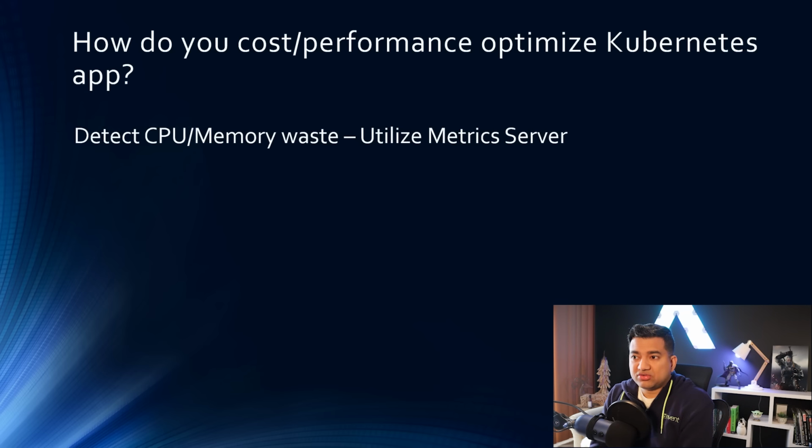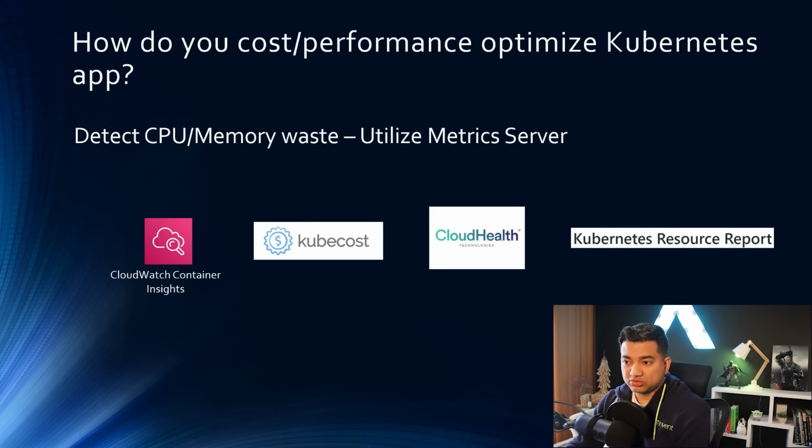Now, if you want to do this manually using all this data, it will be super difficult, right? So you should utilize some tools which gather this metric server data and then give you actionable cost and performance insights. Some of these tools are CloudWatch Container Insights. CloudWatch Container Insights works with EKS, gets the data, and shows you the top 10 memory intensive pods, etc. And then you can dive deep and optimize the CPU memory specification.